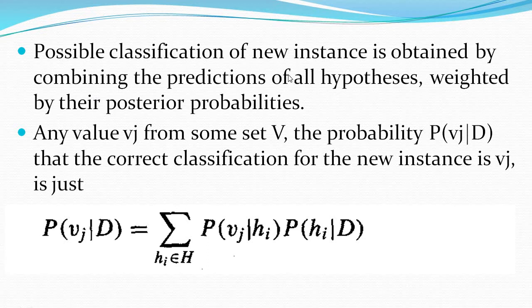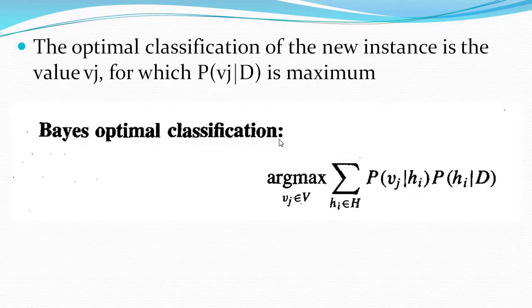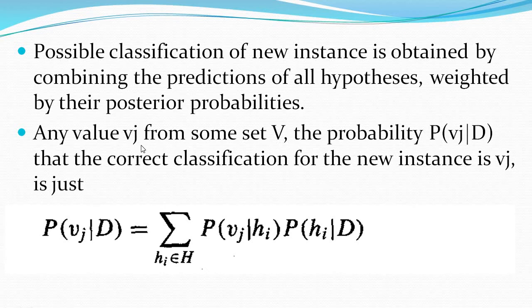The most probable classification of the new instance is obtained by combining the predictions of all the hypotheses. How are we combining them? We combine them by this formula. Any value Vj from the set V, where the complete set is represented with the capital V and a particular value with Vj. To find the probability of the correct classification for the new instance, this is the formula we are using.